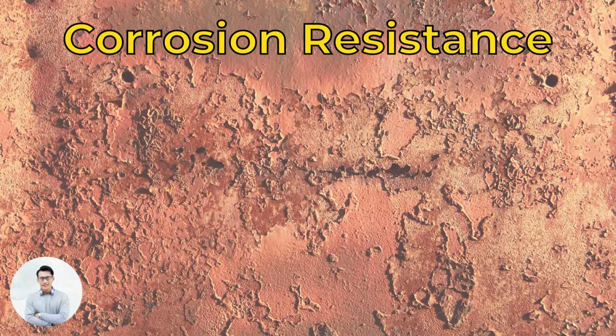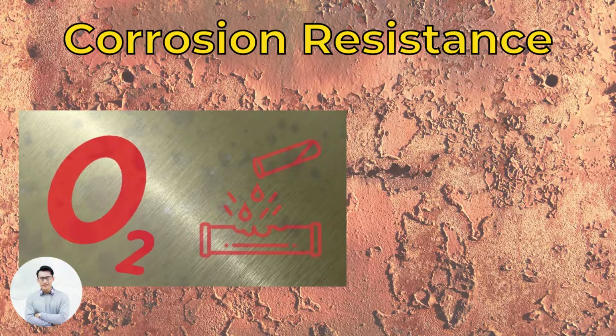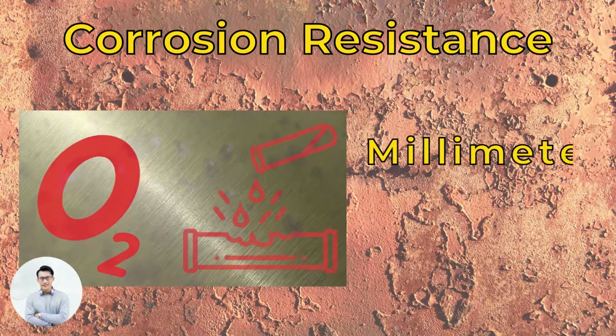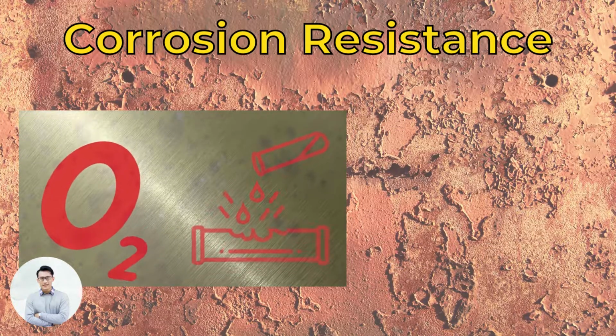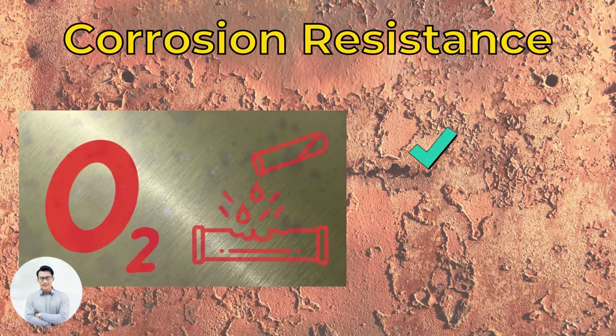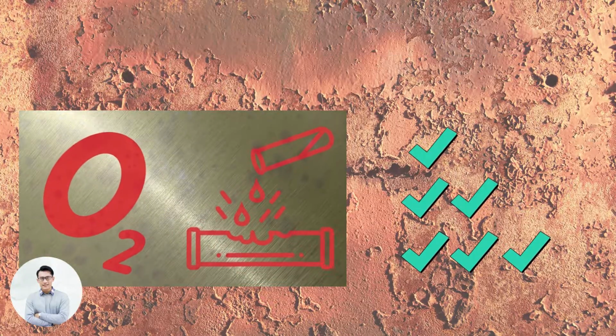Corrosion resistance is defined as the inherent ability of a material to withstand corrosion damage caused by either oxidation or other chemical reactions. It is measured by millimeters per year and denoted by MPY. We will give a score between 1 and 3 for each subgroup to indicate how well it resists corrosion.